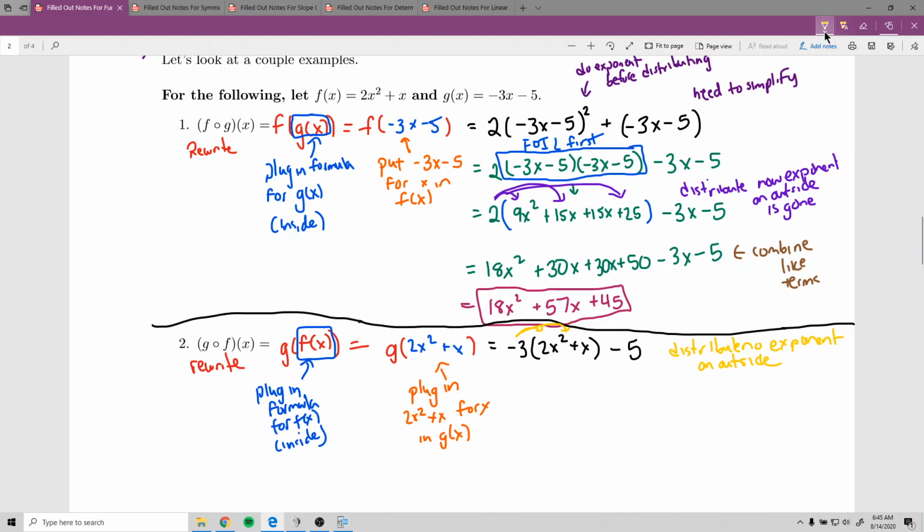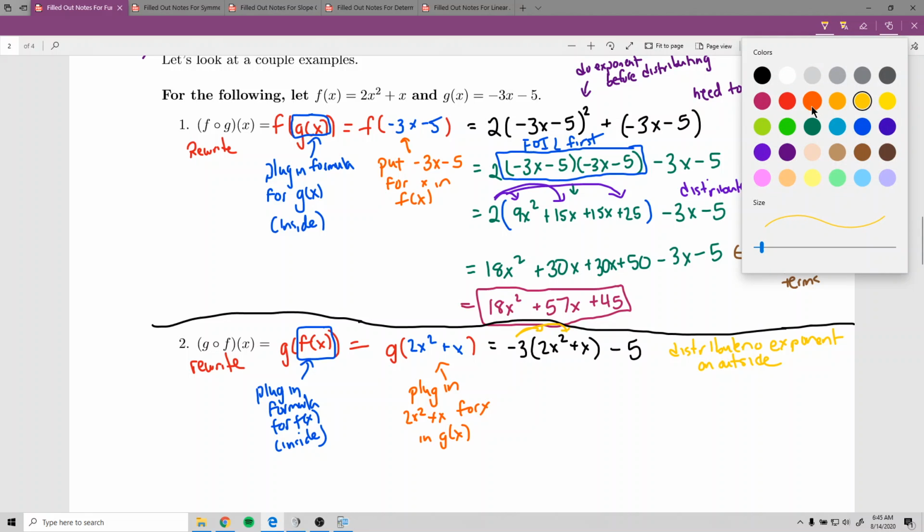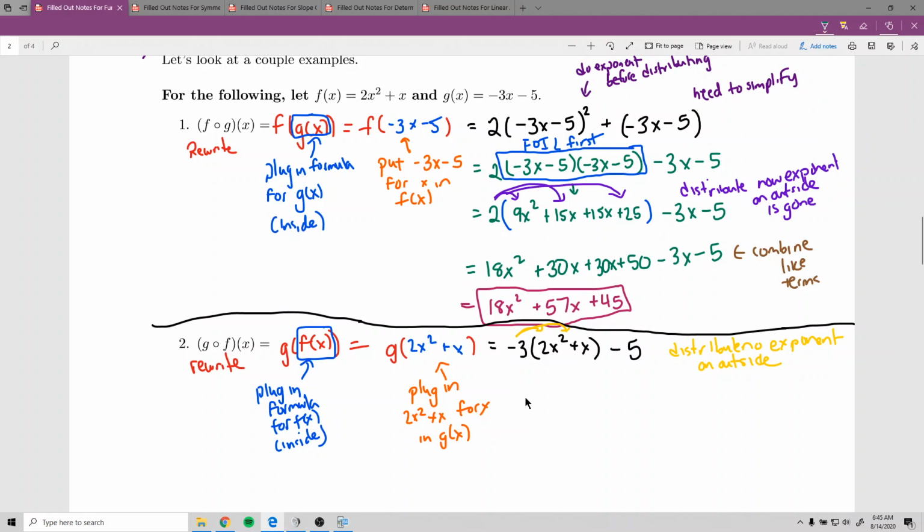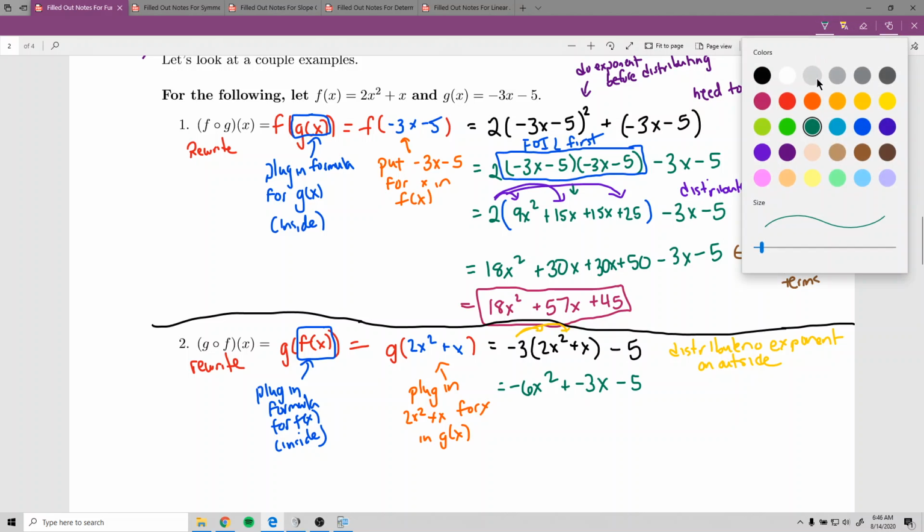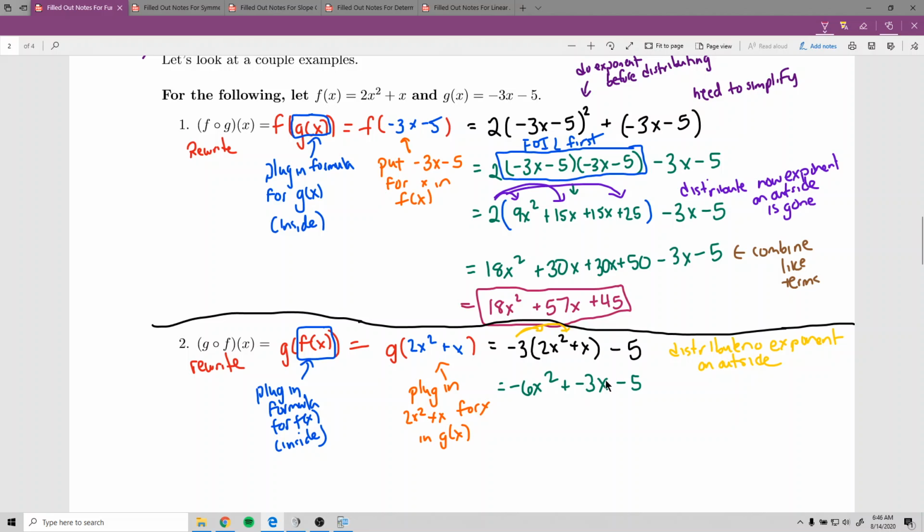Right. So the thing we're plugging in looks a little more complicated, but the way it works out is a lot quicker. All we do is distribute this negative 3 through. Negative 3 times 2x squared gives us negative 6x squared. Negative 3 times x is negative 3x. And then bring down the minus 5. And you can actually see we have no common terms here. There's an x squared, there's one with x, there's one without x. So this is our final answer. No like terms to combine.